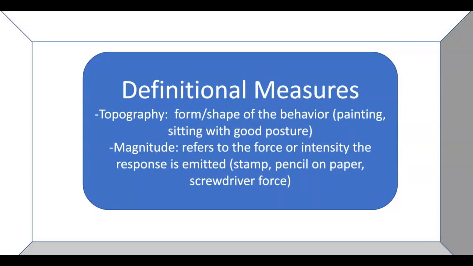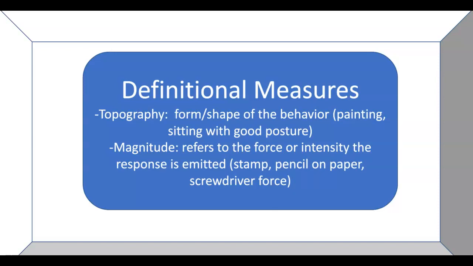Definitional measures: topography, so form, the shape of the behavior. So if you're painting, the way you're drawing the lines, these are the form or the shape of the behavior. Sitting with good posture, so that's another way of topography, measuring the shape or the form of the behavior. Also, we spoke about sports before, so you'll be interested in the topography of specific behaviors while you're playing a sport. Maybe the way you're standing, the way you're holding the golf club, the way you're throwing the ball. So these are other ways to measure behaviors.